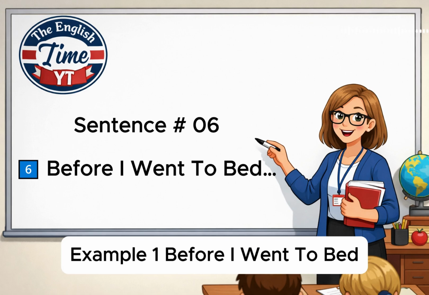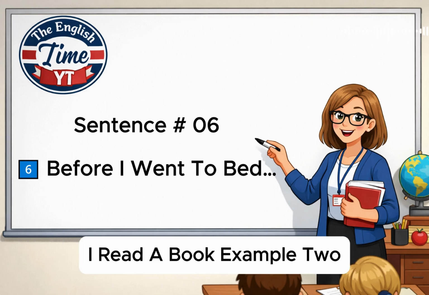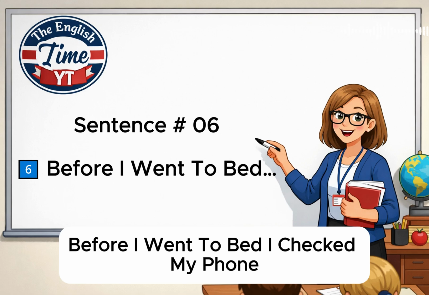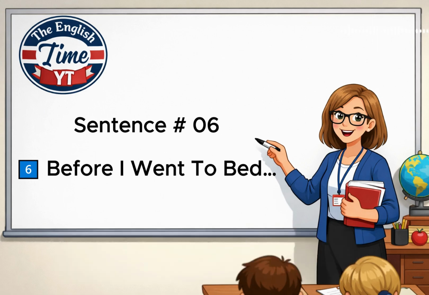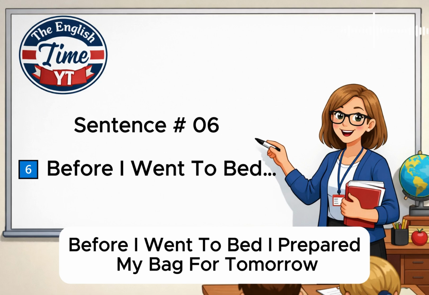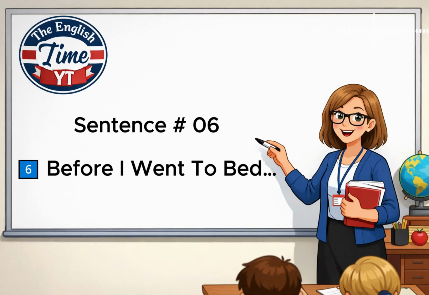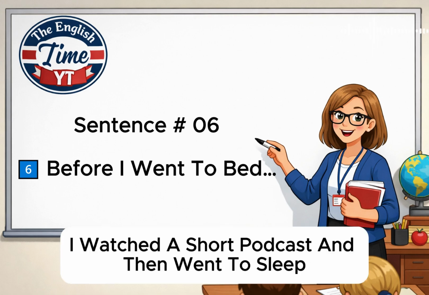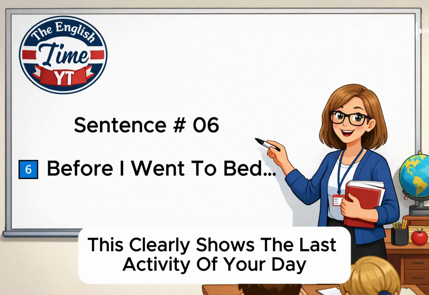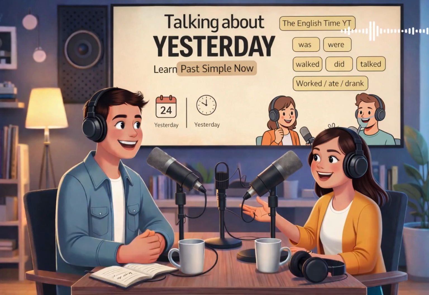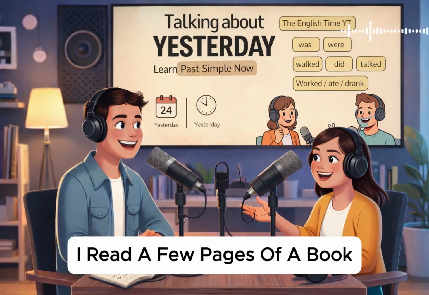Example 1. Before I went to bed, I read a book. Example 2. Before I went to bed, I checked my phone. Example 3. Before I went to bed, I prepared my bag for tomorrow. This sentence is a great way to finish your story about yesterday. For example, before I went to bed, I watched a short podcast and then went to sleep. This clearly shows the last activity of your day. Before I went to bed, I watched a YouTube video. And, before I went to bed, I read a few pages of a book.